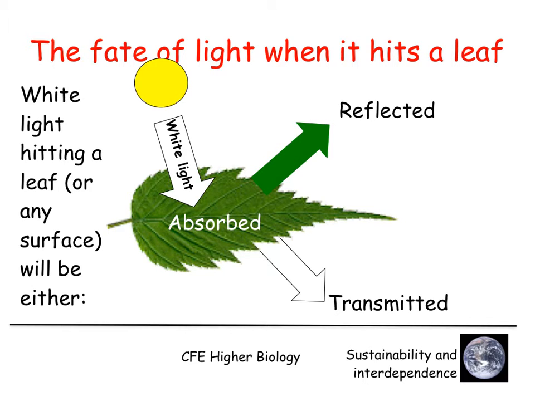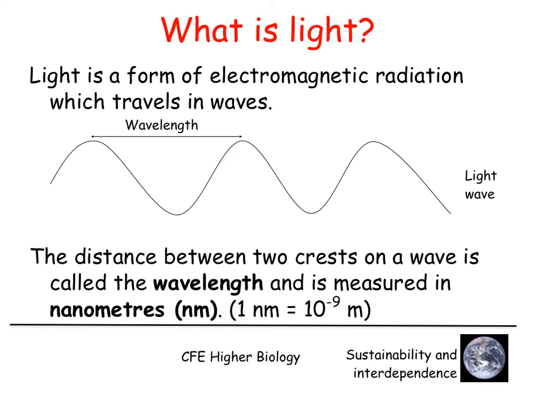Now when we look at white light, that is visible light that hits a leaf, then that light has different fates. What can happen is the light can either be absorbed by the leaf, or it can be reflected off the leaf, or it can be transmitted through the leaf. And we're going to have a look at some of the features of light and how light is absorbed by a leaf. And to do that, we're just going to talk about what light is.